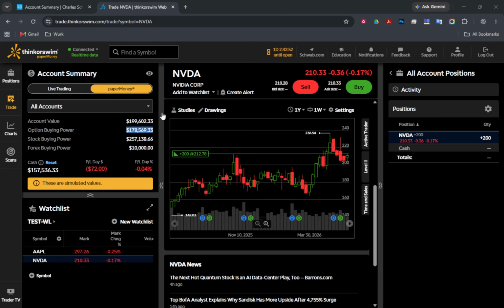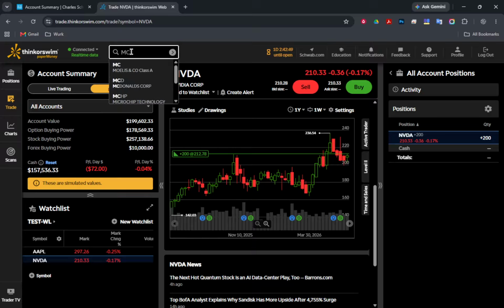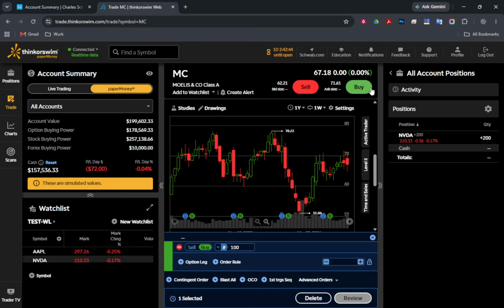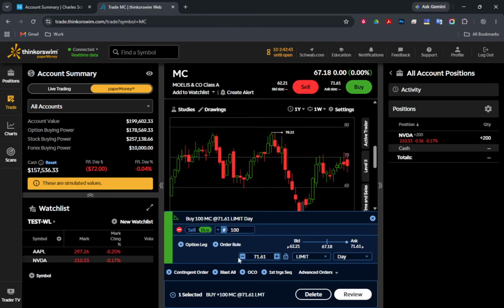Now, let's move on to placing a paper trade. Begin by searching for a stock like AAPL in the search bar. Once the stock appears, click on Trade. You'll have options to choose from such as buy or sell, the number of shares, and the order type, whether it's market or limit. After you've made your choices, click on Review, then Send Order. The trade will be executed using virtual money instantly. This process mimics real trading, allowing you to see how your decisions play out without any financial commitment.